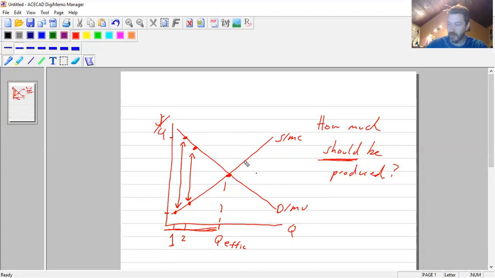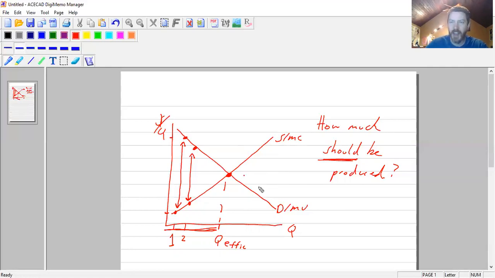Beyond Q efficient, right, look up here. Beyond Q efficient, I'll use this pointer here, for this unit out here, the cost of producing the unit exceeds the value. It would be dumb to produce this unit. It would be dumb to produce a unit that's more costly than it is valuable. We don't want to produce this unit. At this point, beyond Q efficient, it would make more sense for us to devote our scarce resources to the production of some other good. Because here it doesn't make sense. Beyond this point, it would make sense for us to devote our scarce resources, our land, our labor, our capital, our time, to the production of some other good.